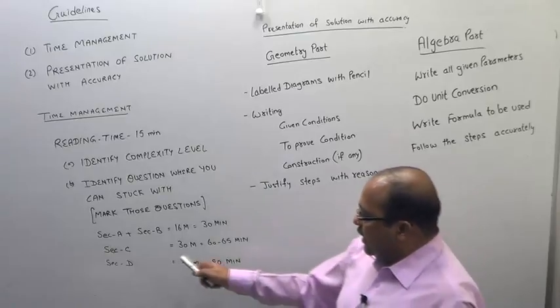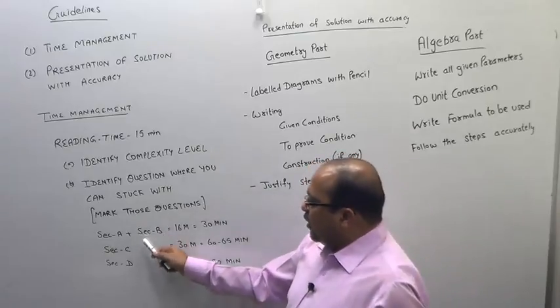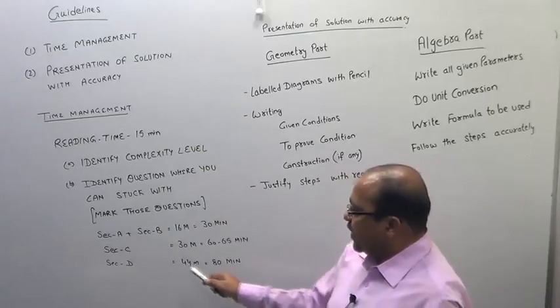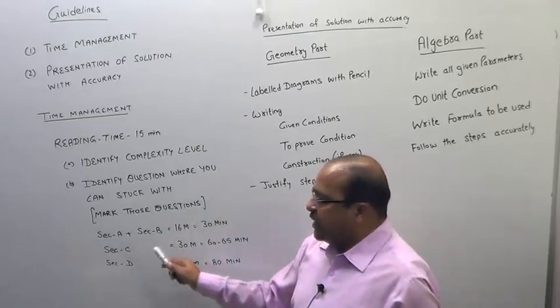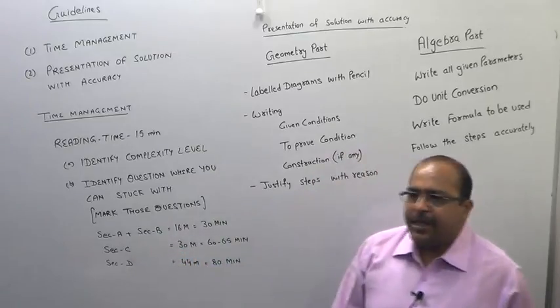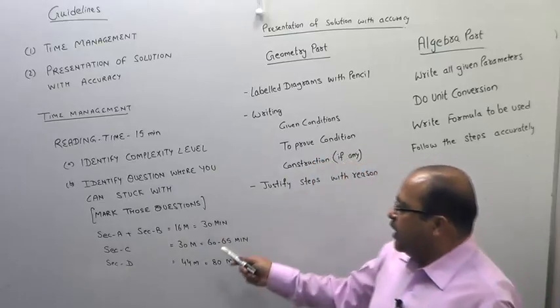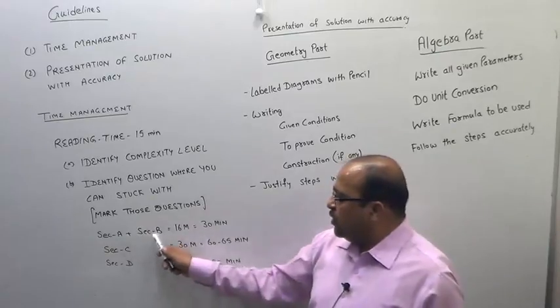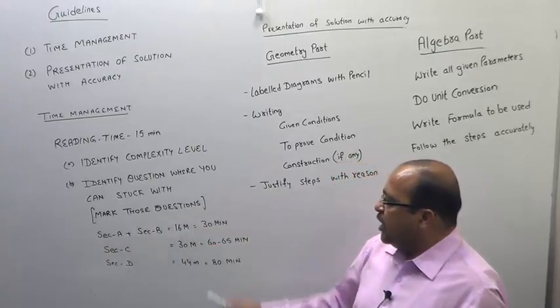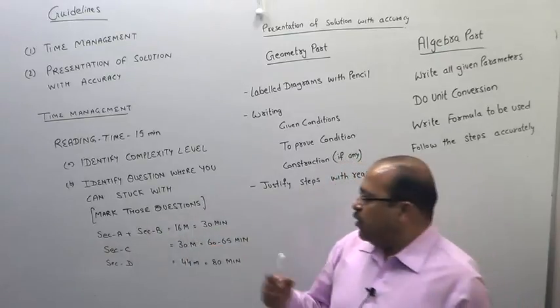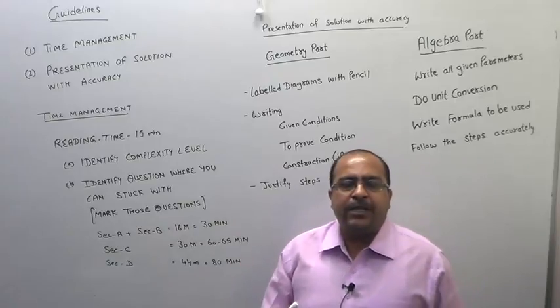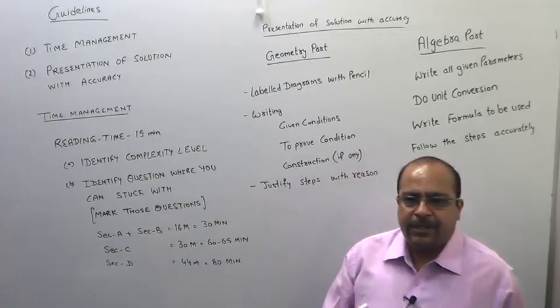As you know, there are 4 sections in the question paper: section A, B, C and D. Section A and section B comprise very short questions, and these two sets are of 16 marks. So I suggest that these 2 sections should be completed within 13 minutes maximum.